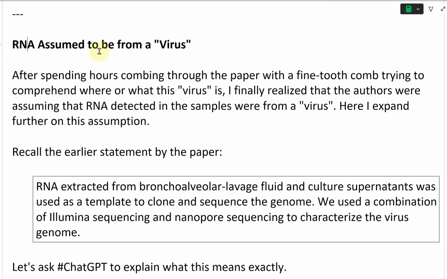So RNA is assumed to be from a, quote, virus. After spending hours combing through the paper with a fine-tooth comb, trying to comprehend where or what this, quote, virus is, I finally realized that the authors were assuming that RNA detected in the samples were from a, quote, virus. Here I expand further on this assumption.